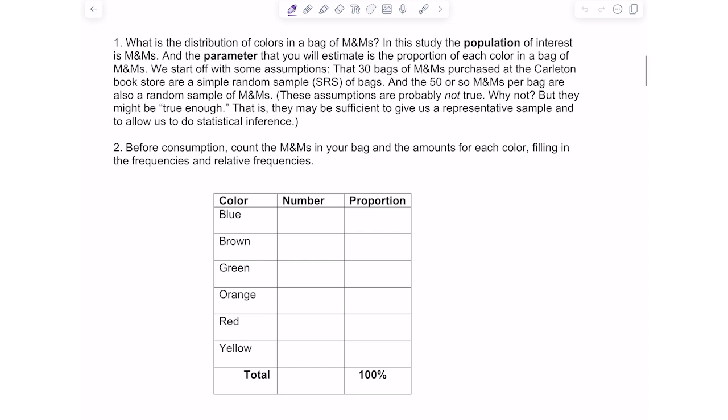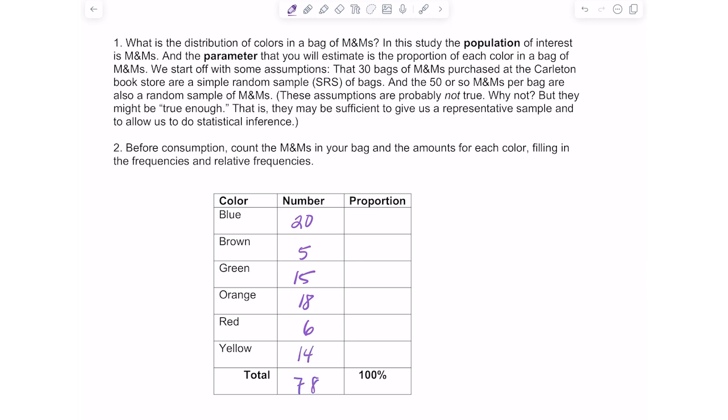So basically, in the study, the population of interest is going to be M&Ms. We're going to be looking at different colors and the proportion of colors that make up a bag of M&Ms. So the parameter that we're going to estimate is the proportion of each color in a bag of M&Ms. Let's say you open up a bag of M&Ms, and inside you have the following: 20 blue, 5 brown, 15 green, 18 orange, 6 red, and 14 yellow. That's a total of 78 M&Ms.